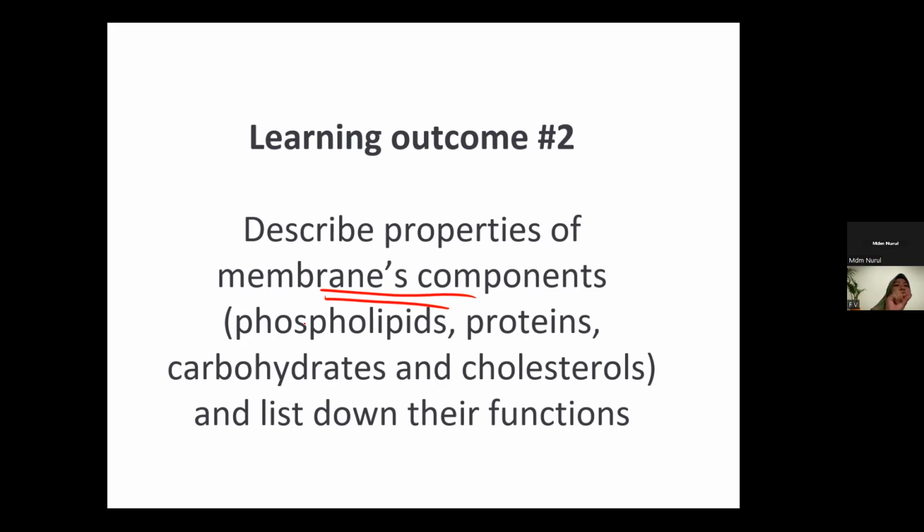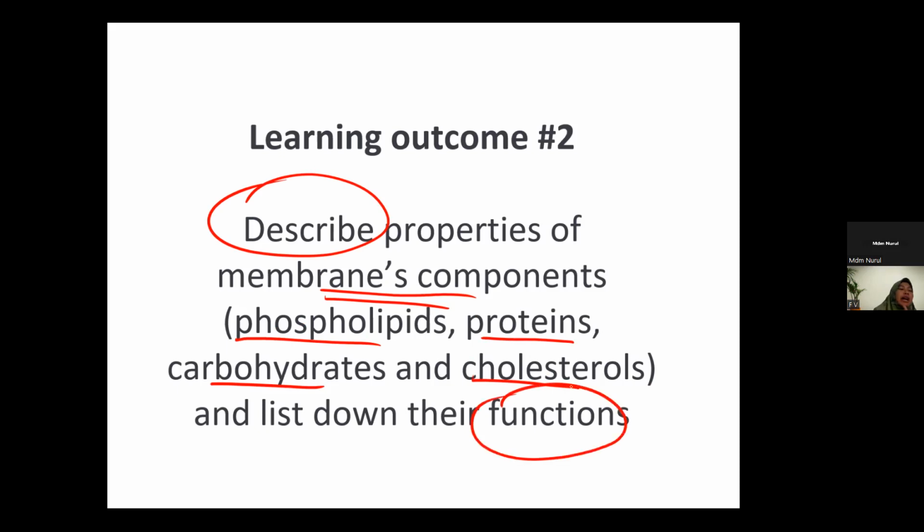So you don't have to salin the LO. You nampak tak subtopik you? Subtopik you tulis apa kat situ? Properties of membrane component. You just tambah kat hujung tu apa dia? Okay, describe. Lepas tu tambah kat hujung tu phospholipid, protein, carbohydrate and cholesterol. So ini je yang kita perlu tahu. Describe the property and the function. Function of what? Function of phospholipid, function of protein, function of carbohydrate, function of cholesterol.